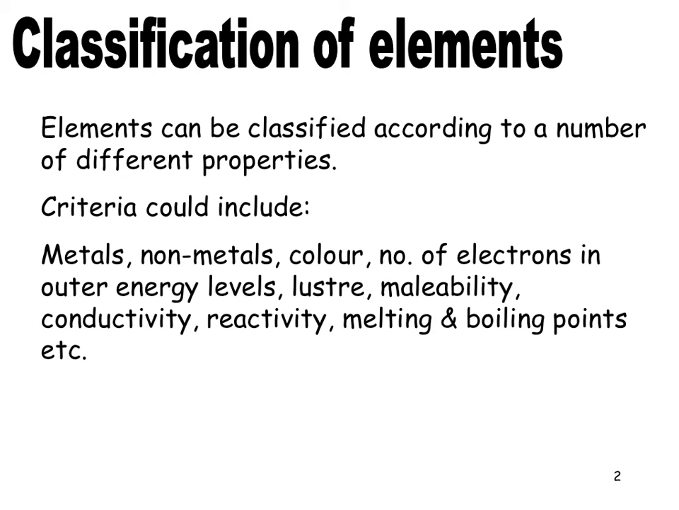So, elements can be classified according to a number of their different properties, and the first one we're going to look at is metals versus non-metals. You could classify them according to color, number of electrons in the outer energy level, which we've done earlier, luster, how much they shine, how malleable they are, can be hit with a mallet, in other words, hammered into shape. Luster is how much they shine, conductivity, reactivity, melting and boiling points, etc.